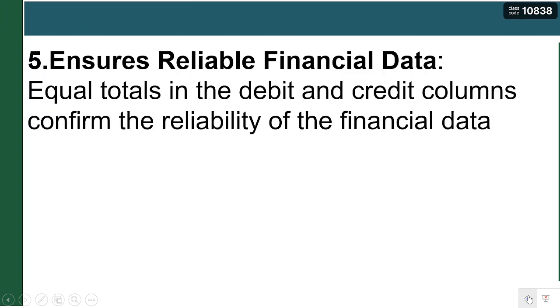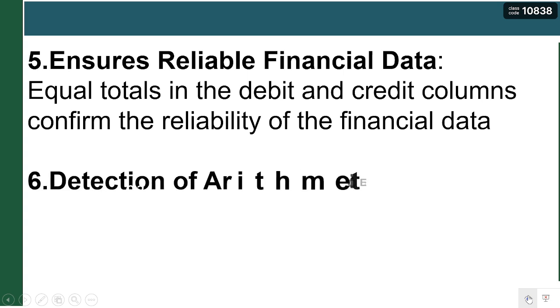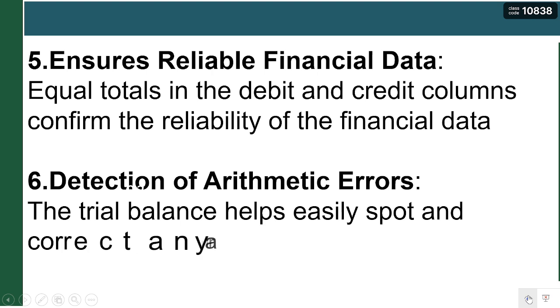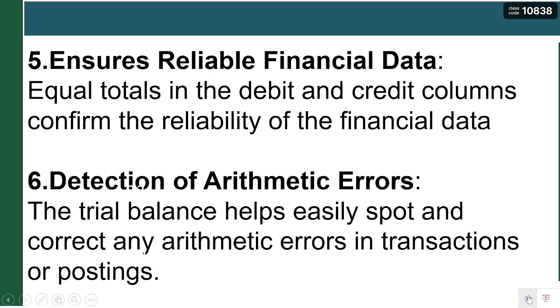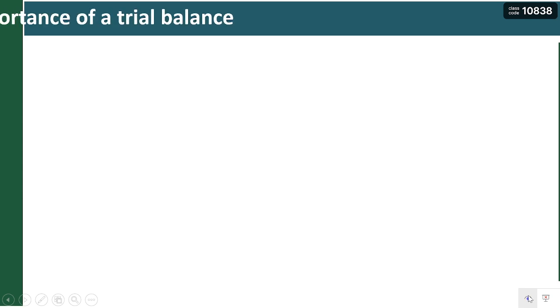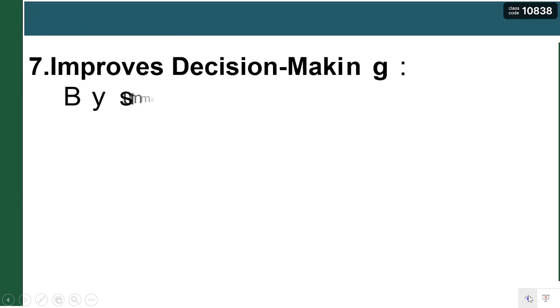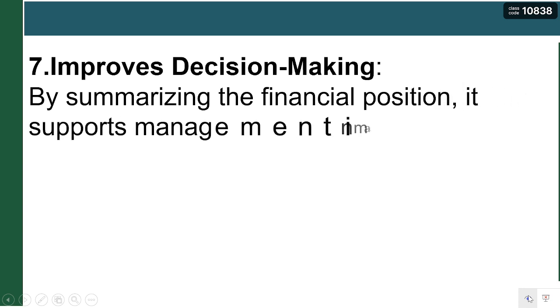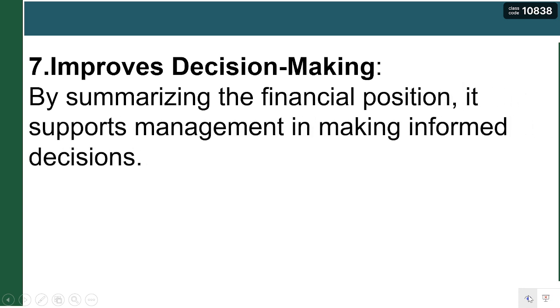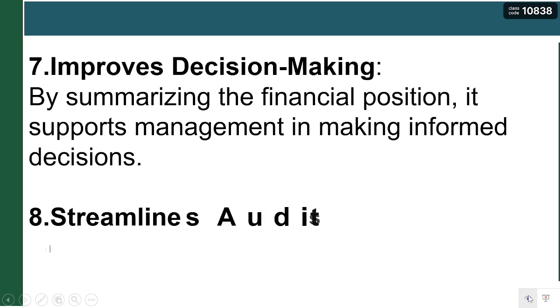Number 5, ensures reliable financial data. The equal totals of the debit and credit columns confirm the reliability of the financial data. Number 6, detection of arithmetic errors. The trial balance helps easily spot and correct any arithmetic errors in the transactions or postings. Number 7, the trial balance improves decision making by summarizing the financial position. It supports management in making informed decisions.